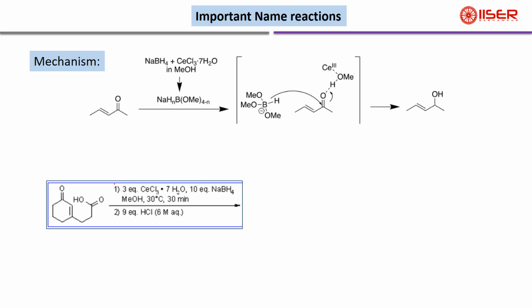So what will be the product of this reaction? They have given this example. What will be the product of this reaction? I will give 5 seconds, just think. What will be the product? I already said that cerium chloride and NaBH4 will undergo the Luche reduction and it can reduce the alpha beta unsaturated ketone to alcohol. So what will be the product?